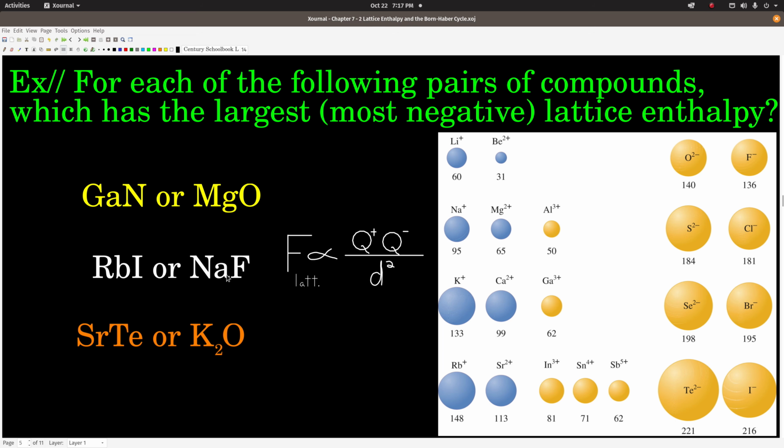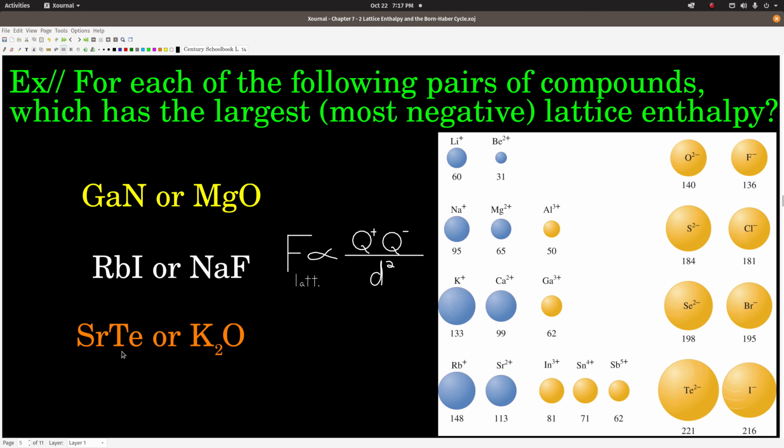Now comparing rubidium iodide and sodium fluoride, these are both plus ones. Rubidium's plus 1, sodium's plus 1, iodide's minus 1, fluoride's minus 1. So the product of the charges is the same for both of these. Now it's the distance between them that matters. Rubidium and iodide are both larger than sodium and fluoride, and so that means that rubidium iodide will have a smaller, less negative lattice enthalpy. Sodium fluoride will have the larger lattice enthalpy of these two.